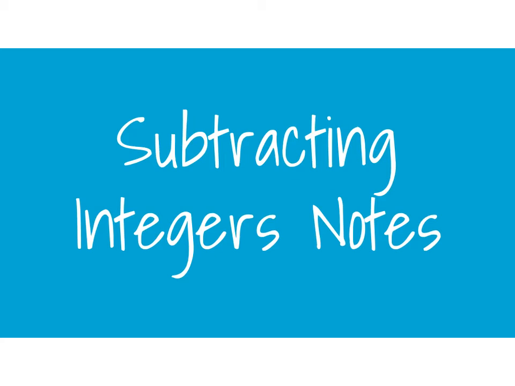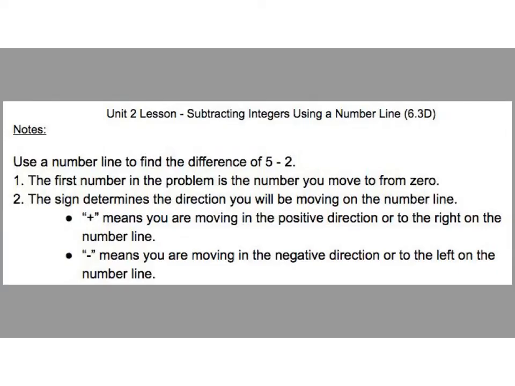Today we are learning how to subtract integers. We will use a number line to find the difference of 5 minus 2. The first step is to look at the first number. The first number in the problem is the number you move to from 0 on the number line. Then the sign determines the direction you will be moving on the number line.